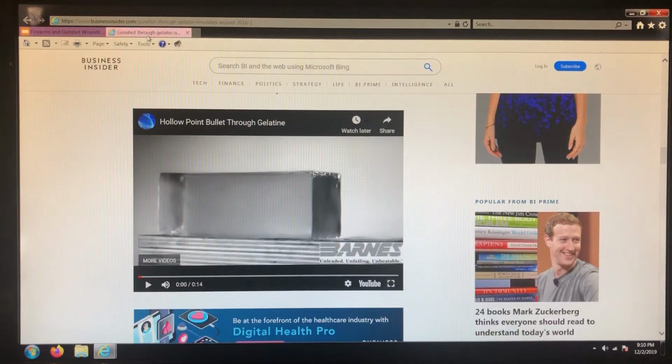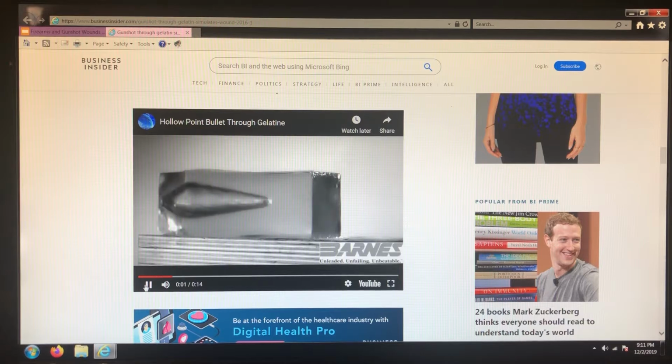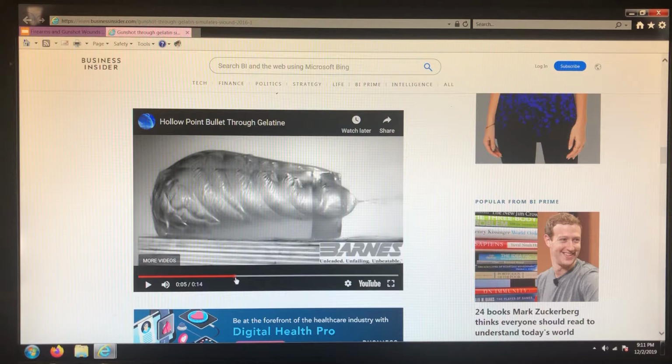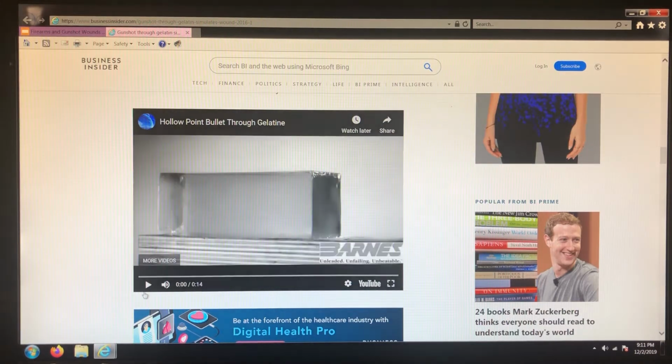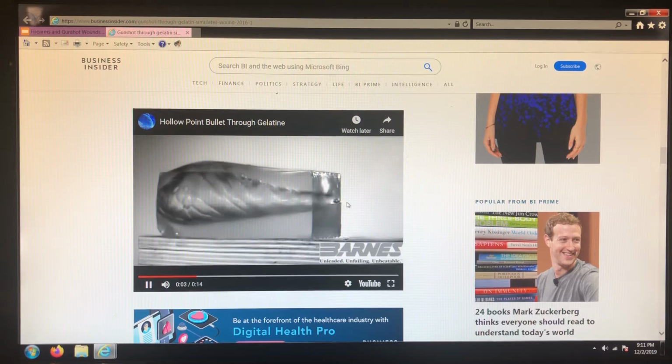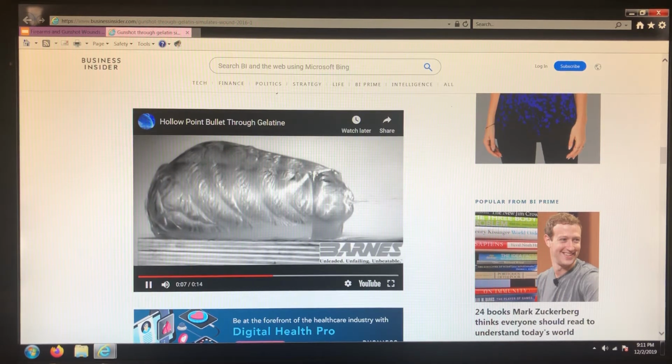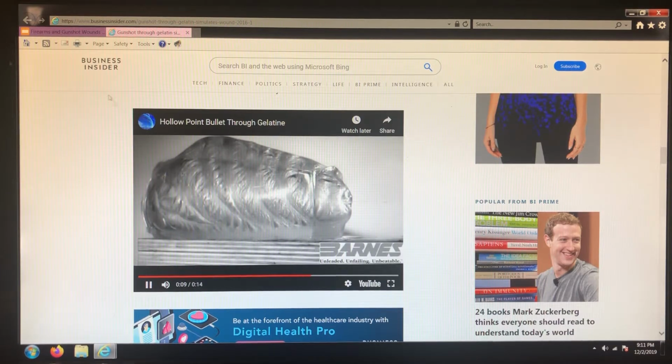So here I have a video of a bullet traveling through a block of gelatin, and that's to represent a bullet traveling through skin. As you can see, the bullet creates an initial primary cavity as it goes through the skin, and then all of this back here is to represent the stretching of the skin past its breaking point.